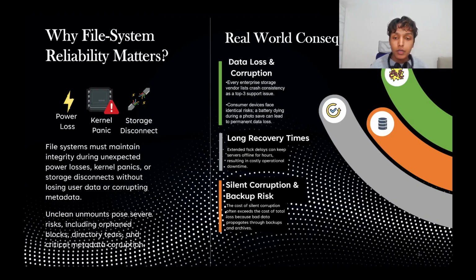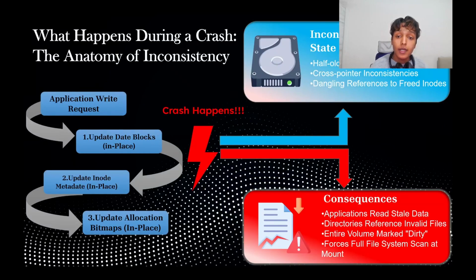So let me show you how inconsistency happens. Inconsistency normally happens when a write operation updates three things: the data blocks, the inode metadata, and the allocation bitmap. All of these updates happen in place on the disk.